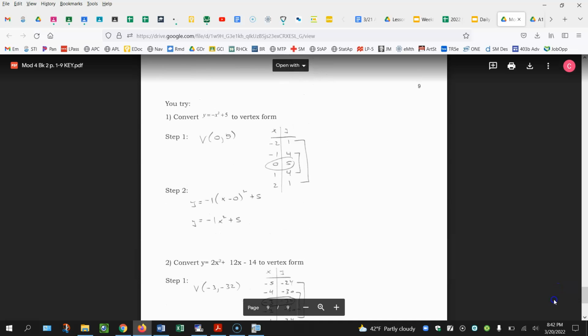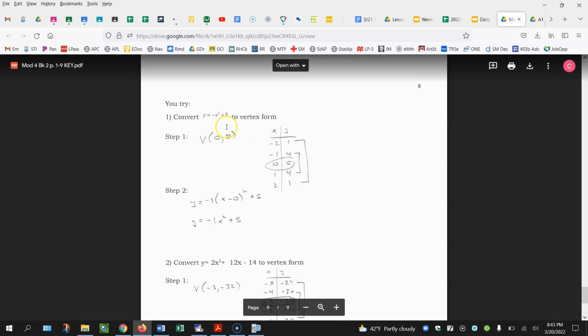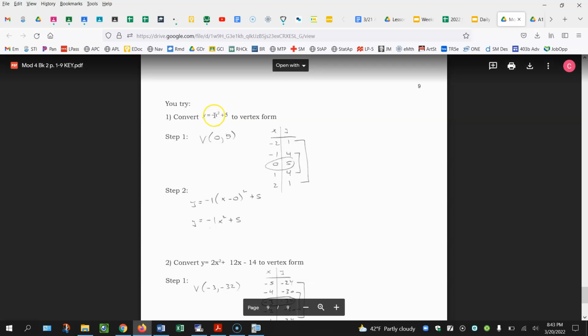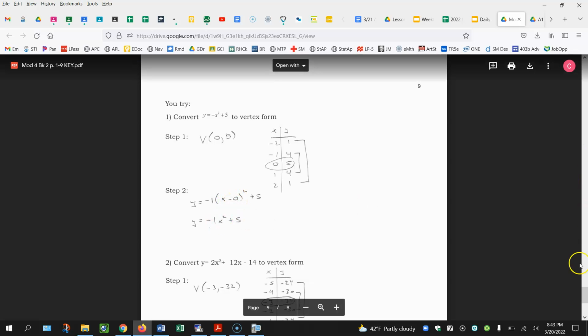Okay, here's the solution to the first one. You get a table to match up with 0 in the middle. The 4's match up, the 1's match up. Vertex is 0, 5. Inside is opposite; we don't have to write anything here, you don't have to write the minus 0. Outside is same, so plus 5. A is negative 1, you can see the negative 1 here. And to go from here to the final step, I just got rid of the minus 0. So negative 1 times x squared.